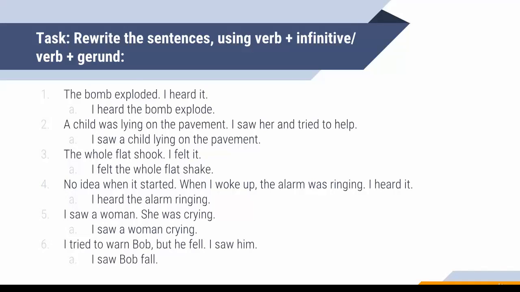Number 5. I saw a woman. She was crying. I saw a woman crying. You saw part of the action here. It's not given in the context what made her distressed, why she started crying, how she started crying, and how she stopped after that. So you just saw part of the action. When you want to express this, that you saw part of the activity, then you use verb of senses plus verb plus ing.